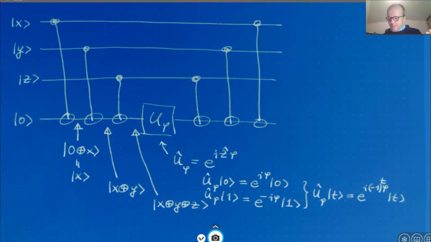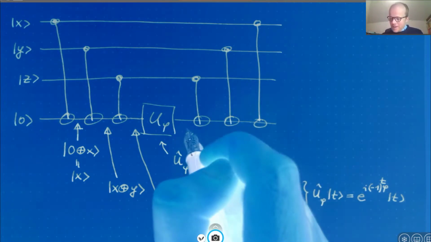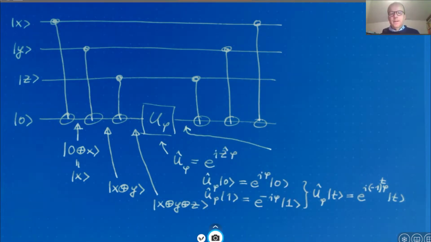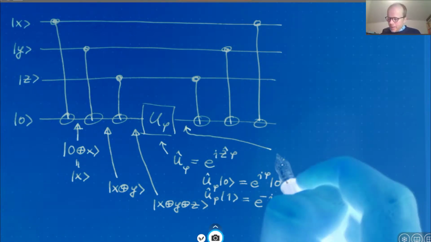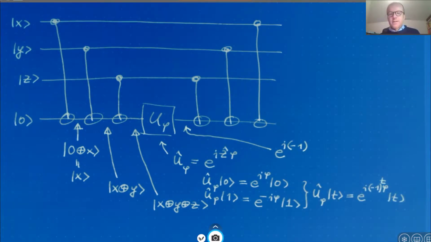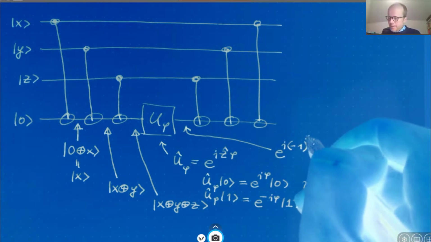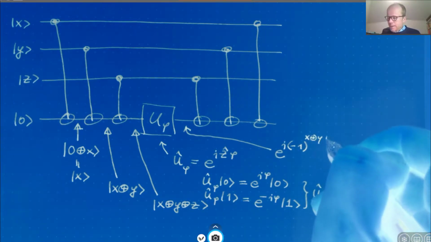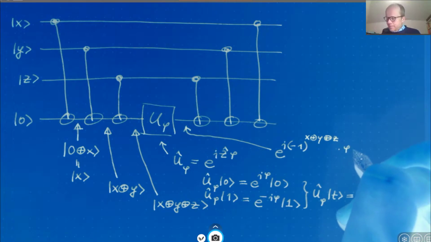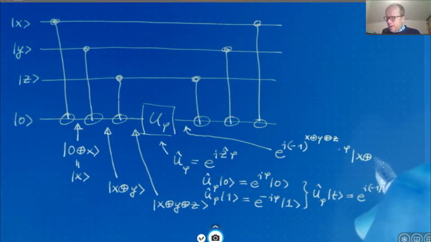Keeping this in mind, we can say that after this single qubit gate, the auxiliary qubit is in the state e to the I, -1 to the power, well, before the gate it was in the basis state x plus y plus z, so it's to the power x plus y plus z mod 2 times phi, times the basis state x plus y plus z.